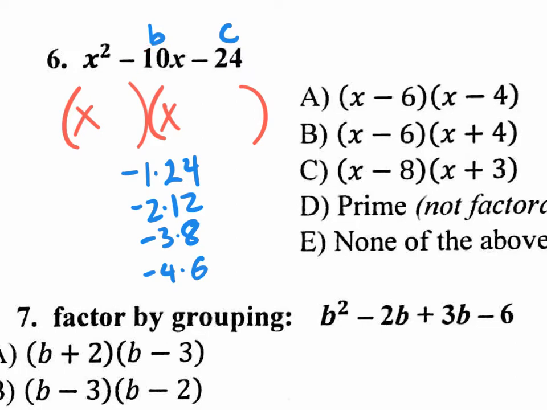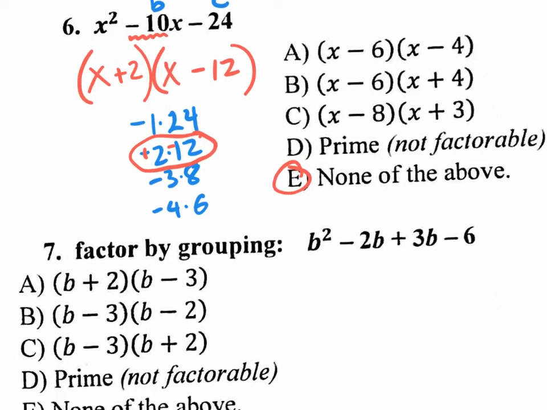Okay, so the negative 2 and the 12, if I combine those together, it'll give me a positive 10, and we know that we want a negative 10, so we have the right numbers, we just have the wrong signs. So we're going to make that a positive 2 and a negative 12. So positive 2 right here, negative 12 right there, and we are done. Which answer is it? None of those. So we put option E, none of those.